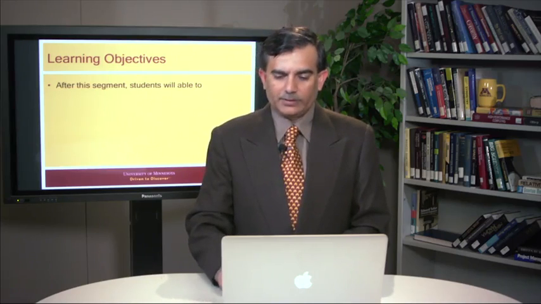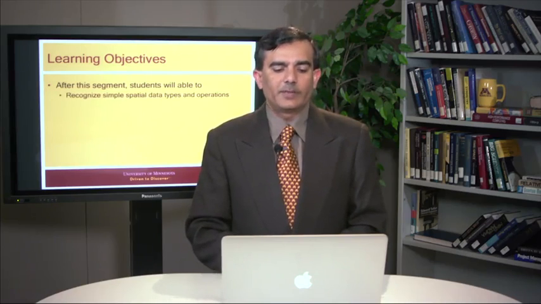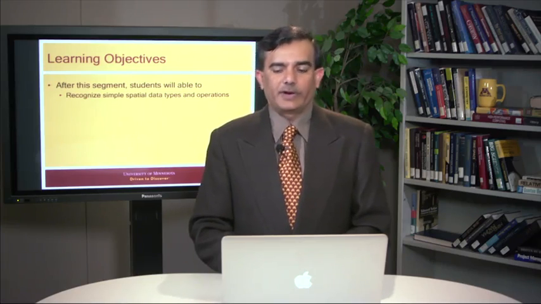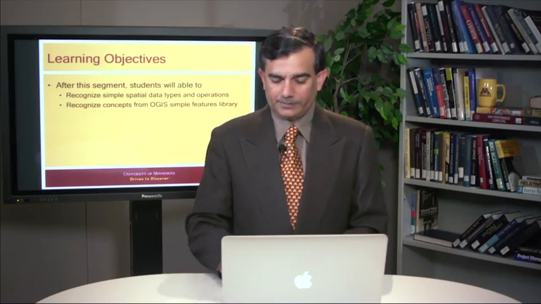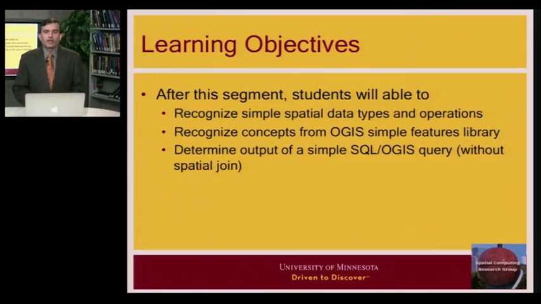Okay. So at the end of this section, we should all be able to recognize spatial data types and operators which are provided by the OGIS library. And this in particular is one library called simple features within OGIS. Okay. All right. And we'll also look at a couple of very simple queries which do not use spatial joins and try to use simple operators like distance or area, which are probably familiar to many of us.